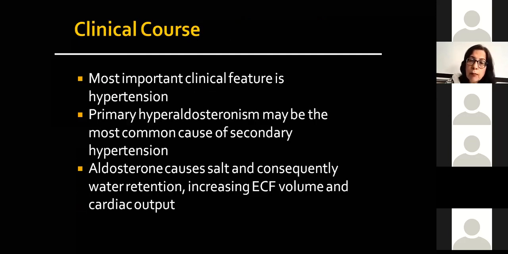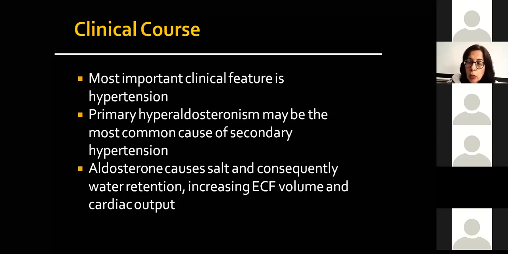Clinical course: the most important clinical feature is hypertension. If there is a young patient with hypertension, the most important cause is this. Primary hyperaldosteronism may be the most common cause of secondary hypertension.